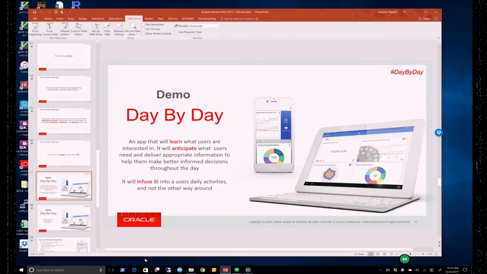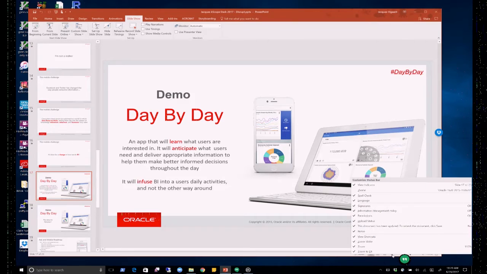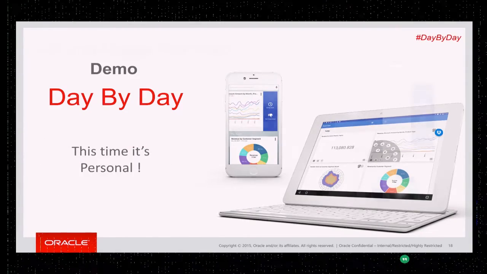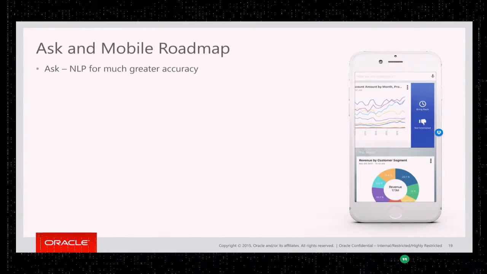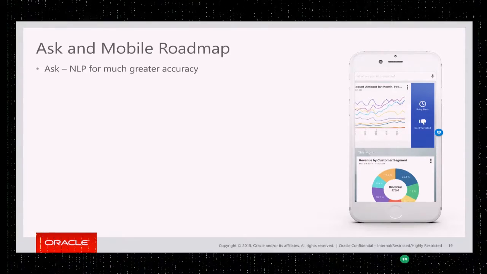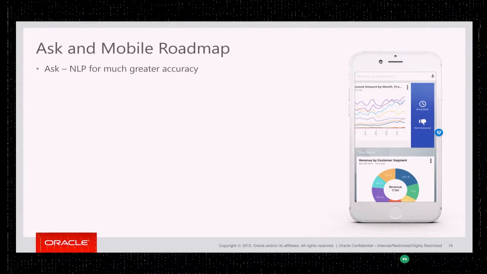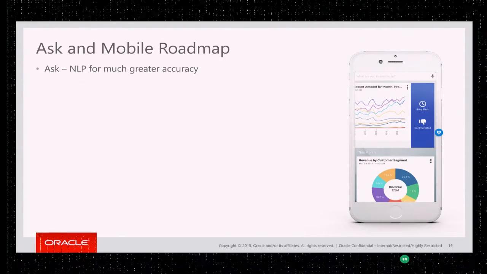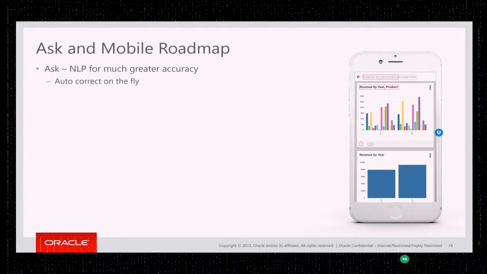And so that actually brings me to, everything I've shown right now is GA. You can turn it on to your existing Analytic Cloud instance. Let me go back here. The whole goal, of course, is to make it personal. But in the next release, which comes out by Open World, we're actually implementing true natural language. So I'll show you a little bit of stuff.